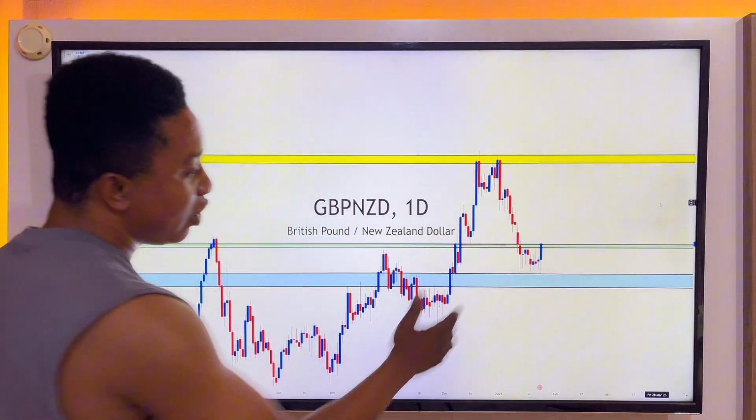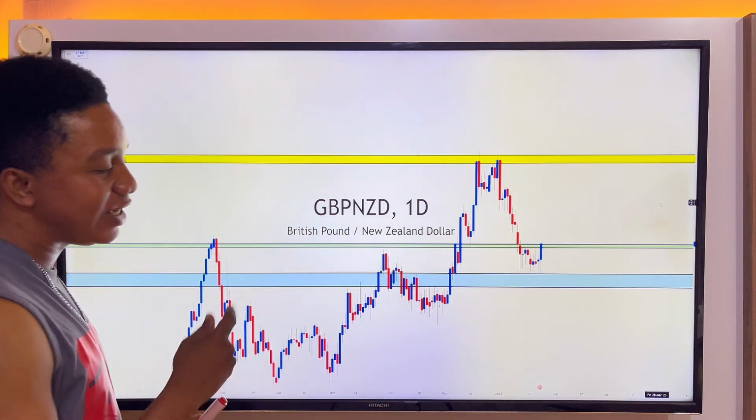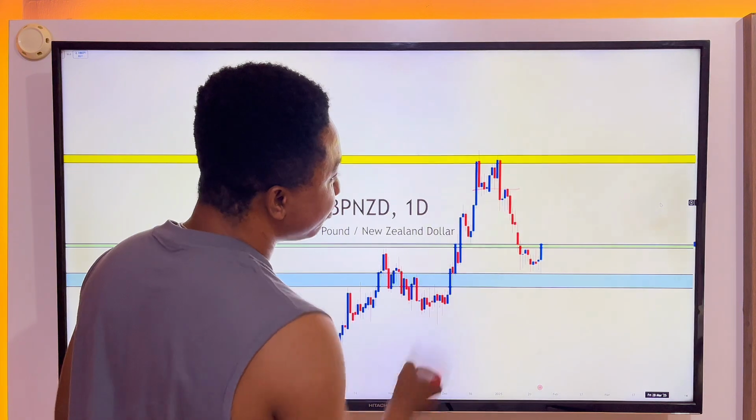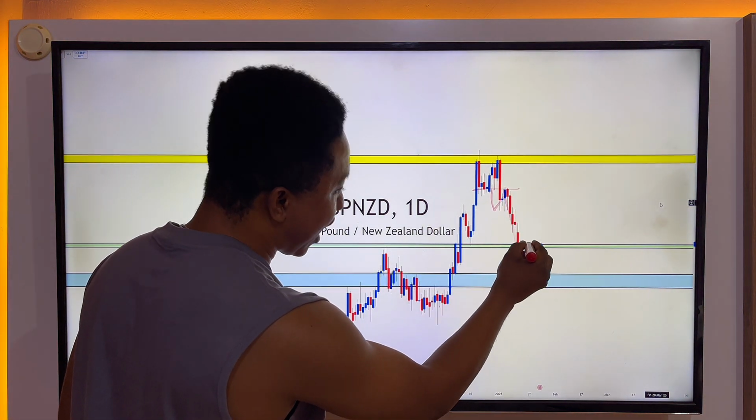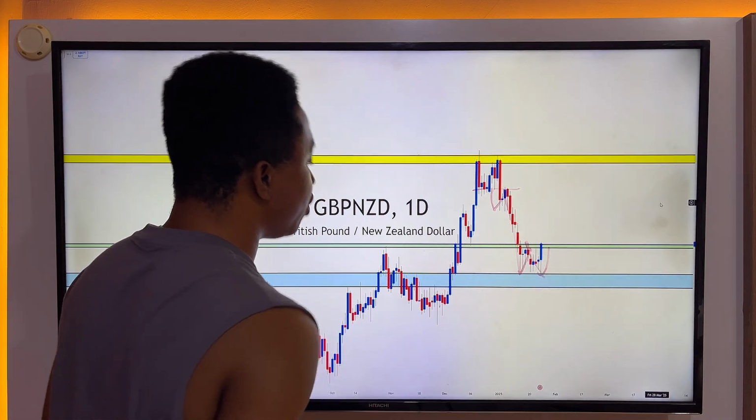What happened on the daily? On the daily time frame, price is currently moving in a downtrend. The downtrend began from here, created a lower low, lower high, lower low again, lower high, equal low, and the price has moved all the way to the upside.